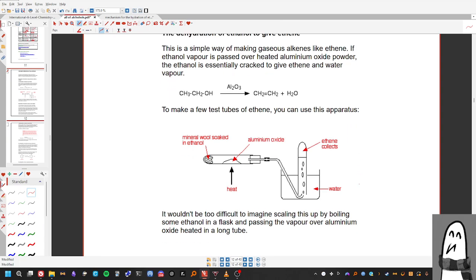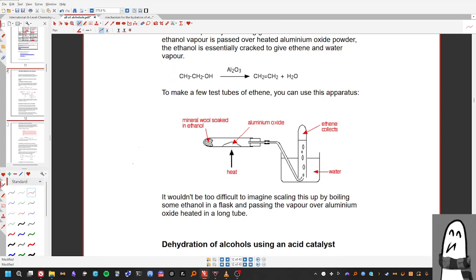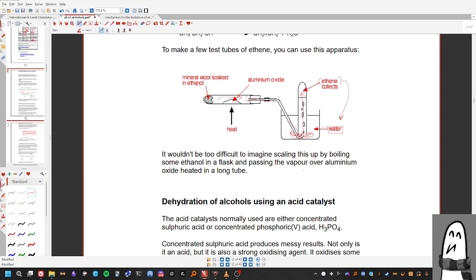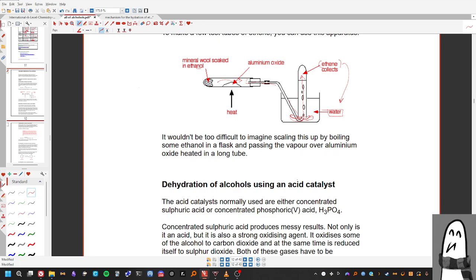So first, to make a few test tubes of ethene, you can use this apparatus. You put mineral wool soaked in ethanol and your aluminium oxide. The vapor goes over and reacts with the aluminium oxide to form ethene as a gas, which goes into this test tube, and of course it's not going to react with the water, it's just going to go straight up and collect over there. We haven't learned about the solubility of ethene in water. However, ethanol would react with water, as we know it's quite soluble. Now, it wouldn't be too difficult to imagine scaling this up by boiling some ethanol in a flask and passing the vapor over aluminium oxide heated in a long tube.